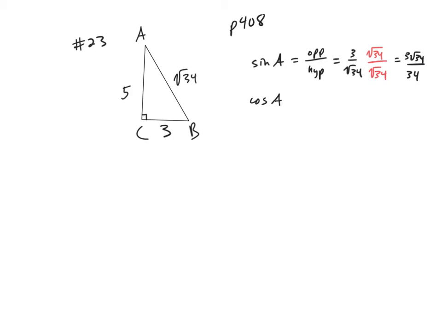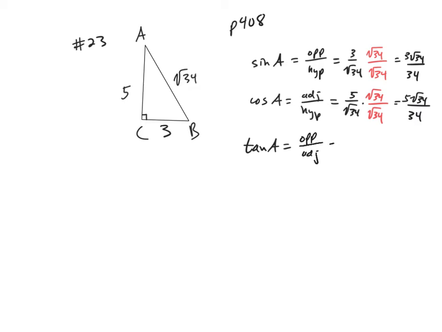For the cosine of A, that's adjacent over hypotenuse. So the adjacent side for angle A is 5, and the hypotenuse is radical 34. So I've got 5 over radical 34, and again I need to rationalize my denominator. So I end up with 5 radical 34 over 34. And then I need the tangent of A, which is opposite over adjacent, or 3/5.